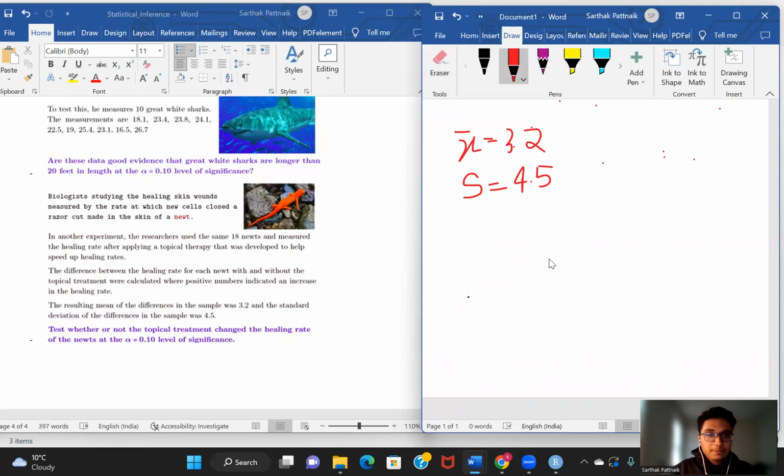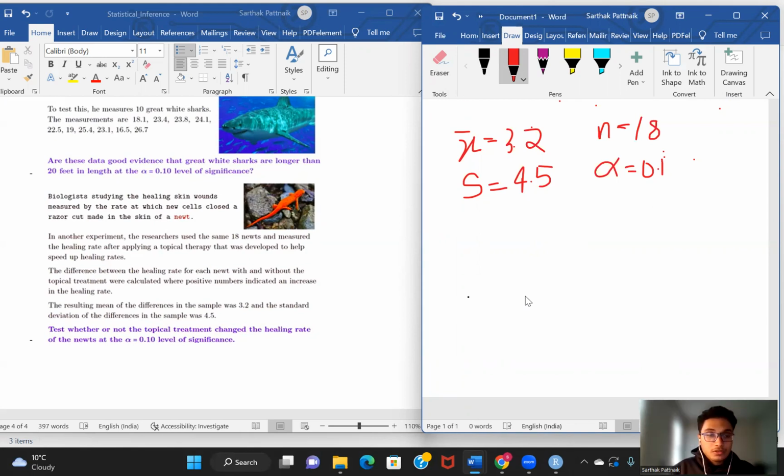Test whether or not the topical treatment changed the healing rate of the newts at alpha significance level of 0.1. All right. And again, my number of newts is 18. Test whether or not the topical treatment changed the healing rate of the newts at 0.10 significance level. So we need to see whether the difference in the healing rate changed in any way.